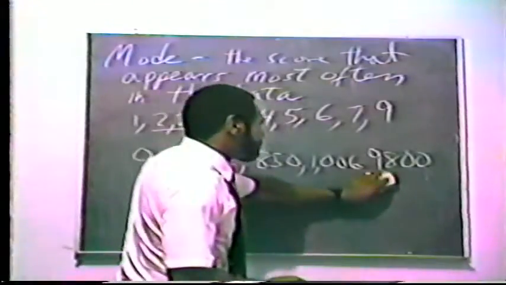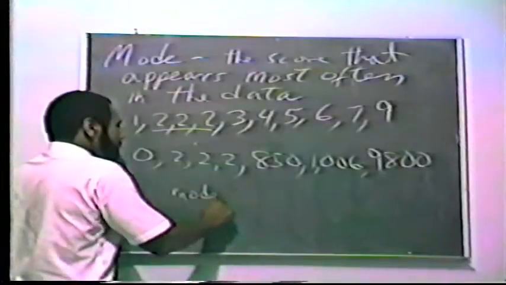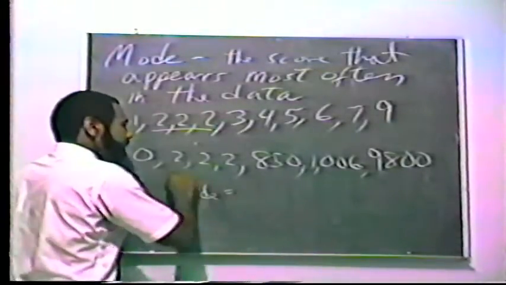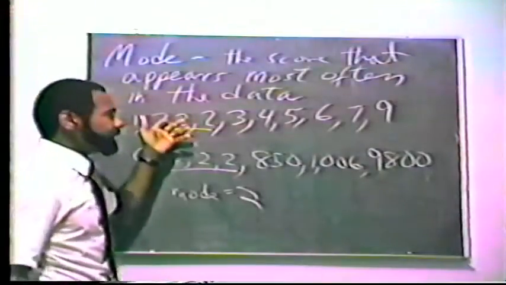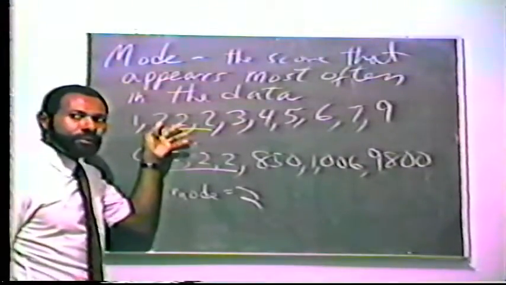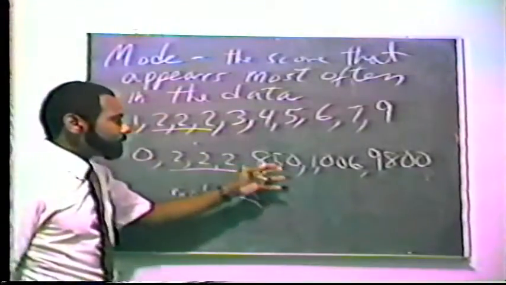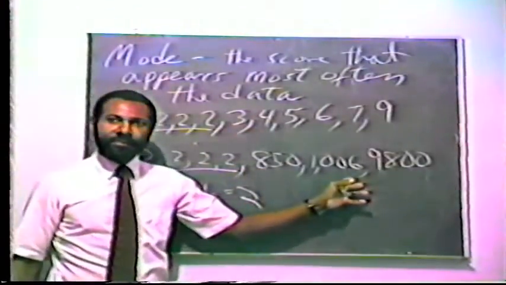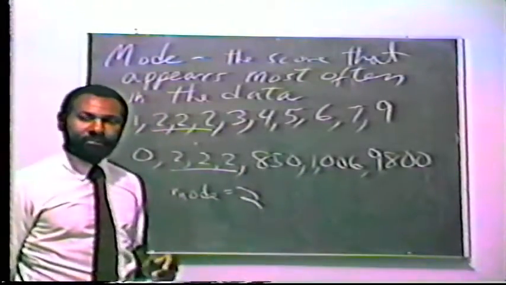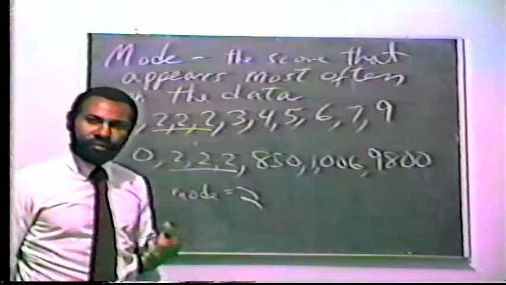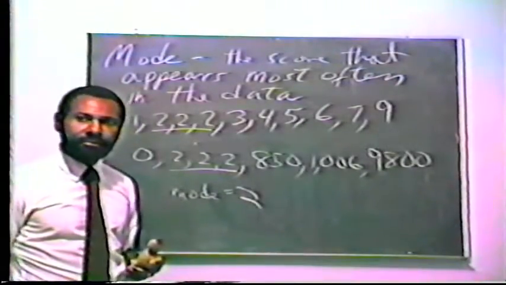And the mode of this data set here would be 2. And the mode of this data set here was also 2. But are these data sets really similar? Are they really similar? I would think not. But they have the same modes. So you see how misleading the mode could be.